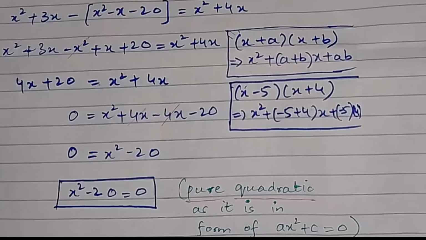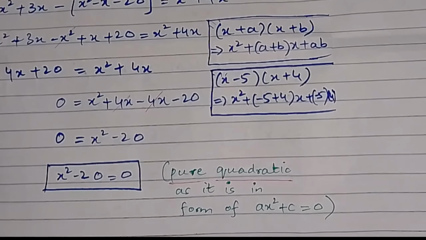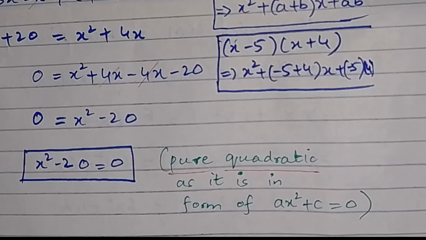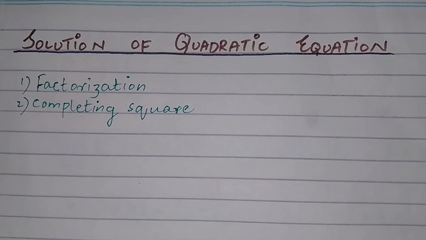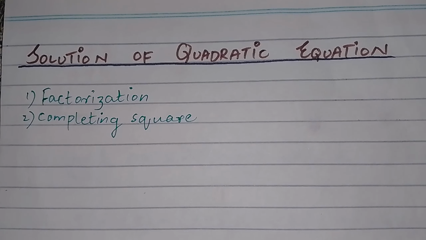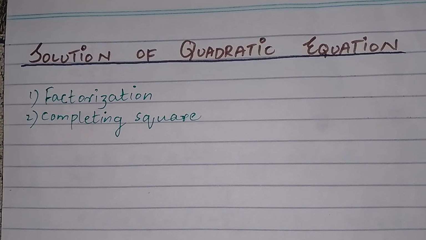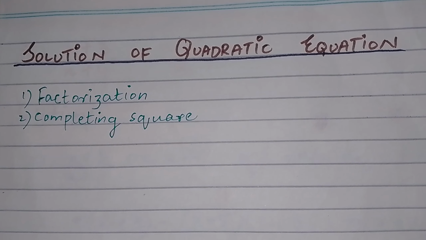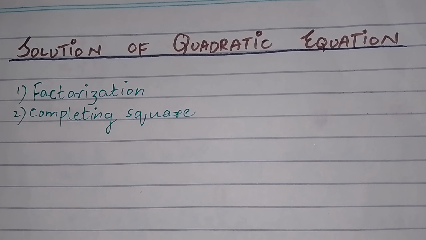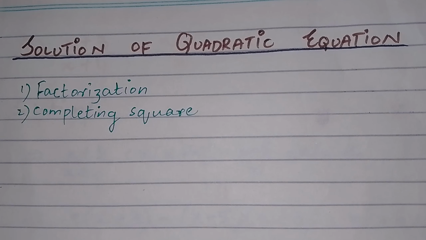Here the coefficient of x is 0, so it is a pure quadratic equation. Means it is in the form of ax square plus c, so it is a pure quadratic equation, not a simple quadratic equation. If we have to find out the value of variables, then we should solve these quadratic equations. For the solution of quadratic equations, two methods are adopted, that is the factorization method and the completing square method. We will further discuss in our next lecture, inshallah.